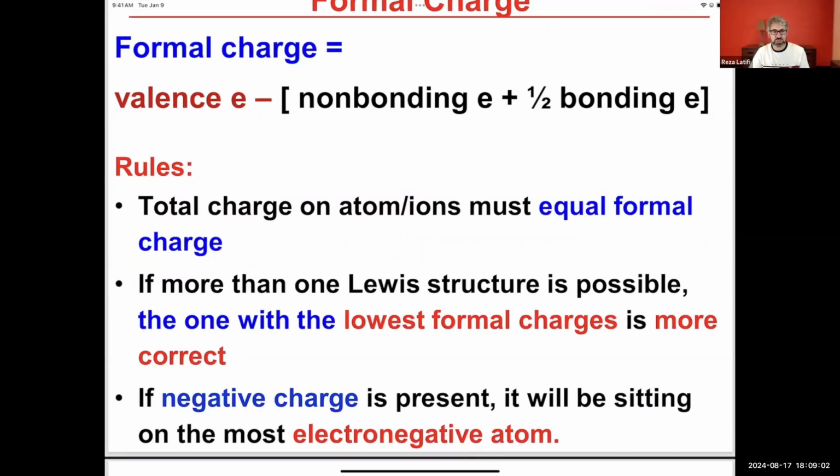The best Lewis structure is the one with the lowest formal charges. A structure that has all of them 0 is going to be the best. If you have to have a charge, the one with the minimum number of charges, like maybe just 1 minus 1 and the rest 0, is going to be the best.